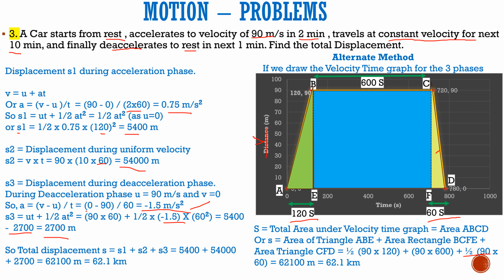It is like the quicker we draw the diagram, we quickly go through the coordinates and then find out the values using the area of the triangle and rectangle formulas. So we get the same answer, 62.1 kilometer.